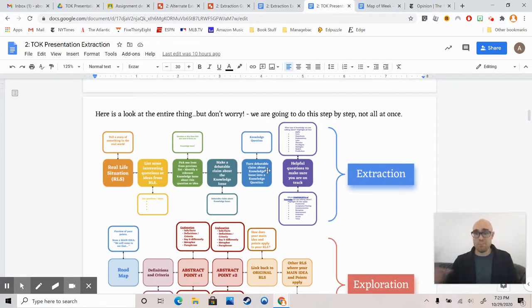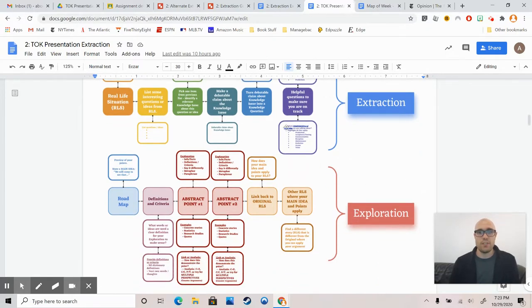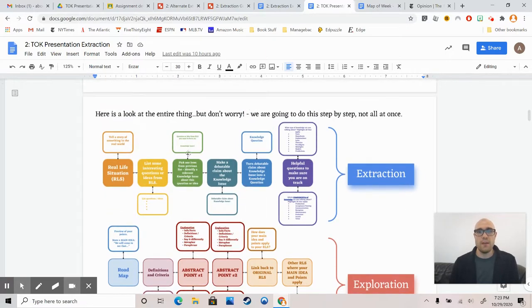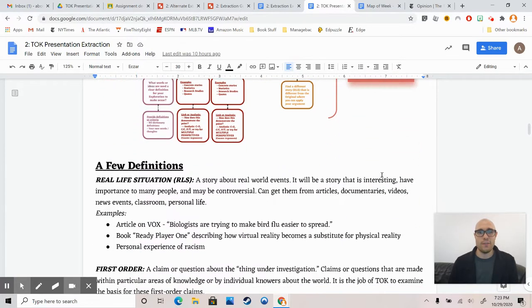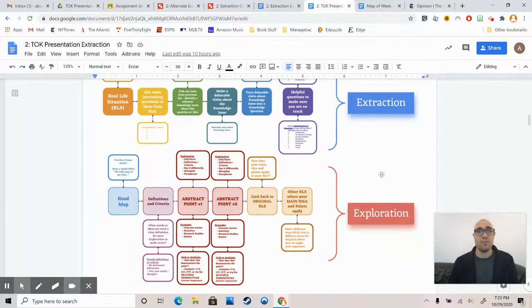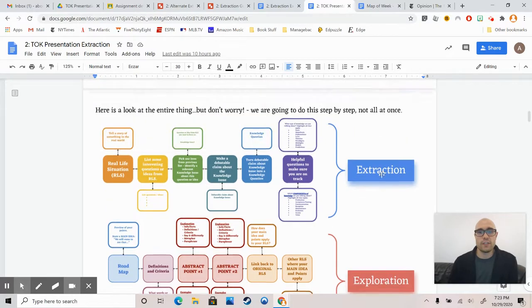This is probably going to blow your brains out, and we're going to take this kind of piece by piece. We're only going to do this first part for today, but this is kind of what your TOK presentation looks like, all the different pieces of it. And like I said, today we're just going to be looking at this top part here, the extraction, and it might look a little more complicated than it really is. There's really only like 5 different pieces that you're going to be doing here. So that's there for you to look at the entire thing. If you want to take a look at what is the entire TOK presentation, this is what it looks like.